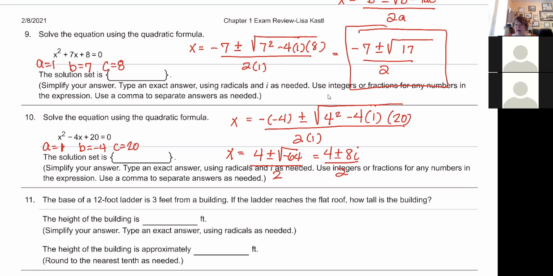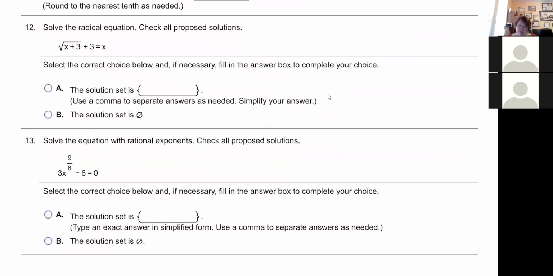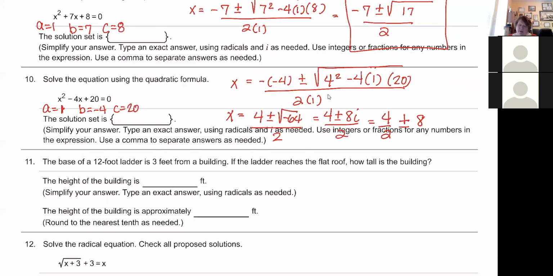And that I can simplify because I can write this as 4 over 2 plus or minus 8 over 2 i. 4 over 2 is 2. 8 over 2 is 4. So 2 plus or minus 4i.